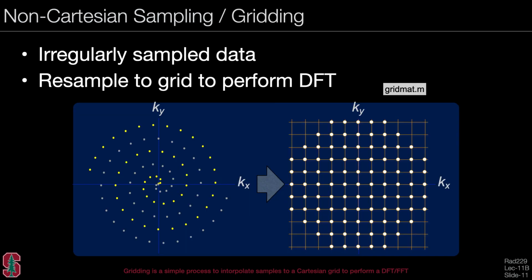Spiral imaging is another example of a non-Cartesian sampling trajectory, and this requires some kind of a gridding reconstruction in order to efficiently reconstruct data. Because the data are irregularly sampled, we resample onto a grid to perform a DFT or fast Fourier transform. The gridmat function will be discussed in class, and this is a simple to read function that does gridding. So the goal of this is to resample onto the grid.